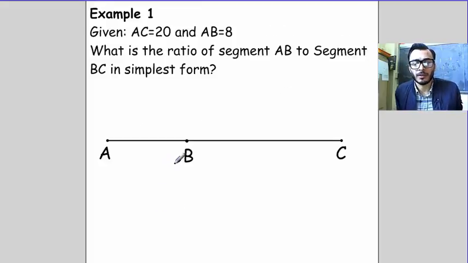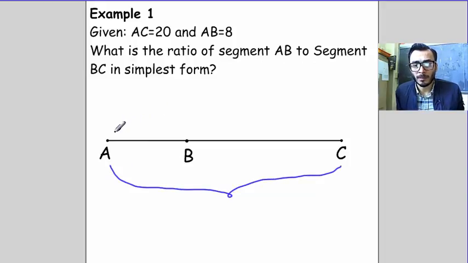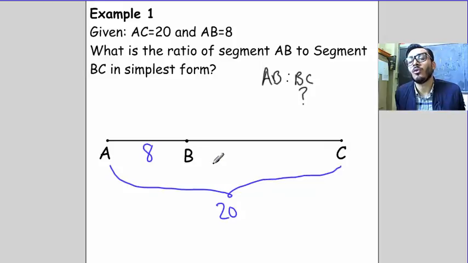Let's look at some examples of this. It says here that we're given that AC is equal to 20. So that means the measurement of the whole line AC is 20. And the measurement of AB is 8. What is the ratio of segment AB to segment BC in simplest form? So we want to express the relationship of AB to BC. Well, in order for us to do that, we have to find BC. BC is missing. But that shouldn't be too hard.